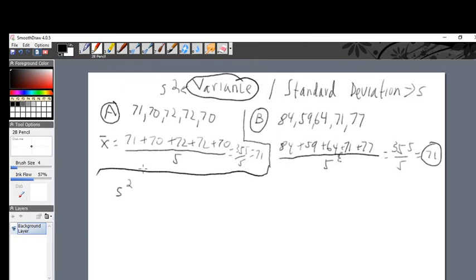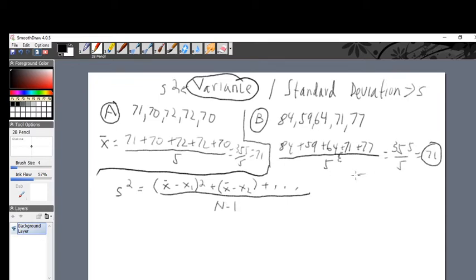Okay, so S squared is equal to, here's how you do the formula. In order to use the formula, you have to have the average, which we already did. So it's the average minus the first data item, squared, plus the average minus the second data item, squared, etc., until you finish with the data items. If there's 5, when you get through 5, you're done. And what do you divide by? You divide by n minus 1.